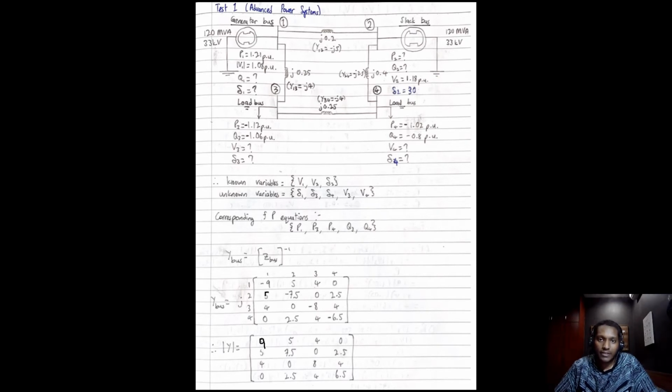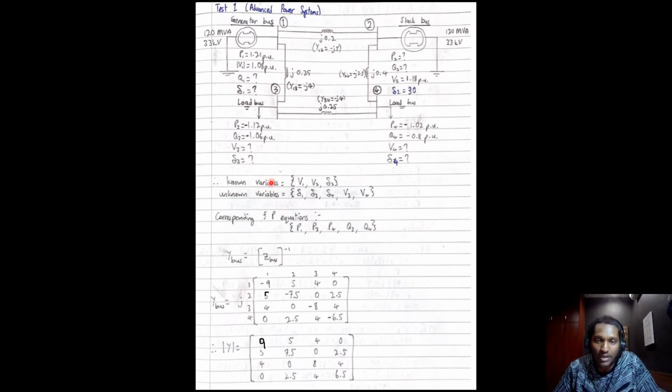So let's get right into it. And this is the diagram that I've developed. So it has one PV bus, one slack bus, two PQ buses. So the known values for this is PV. The known values for this is V and delta. The known values for these two buses are P and Q.